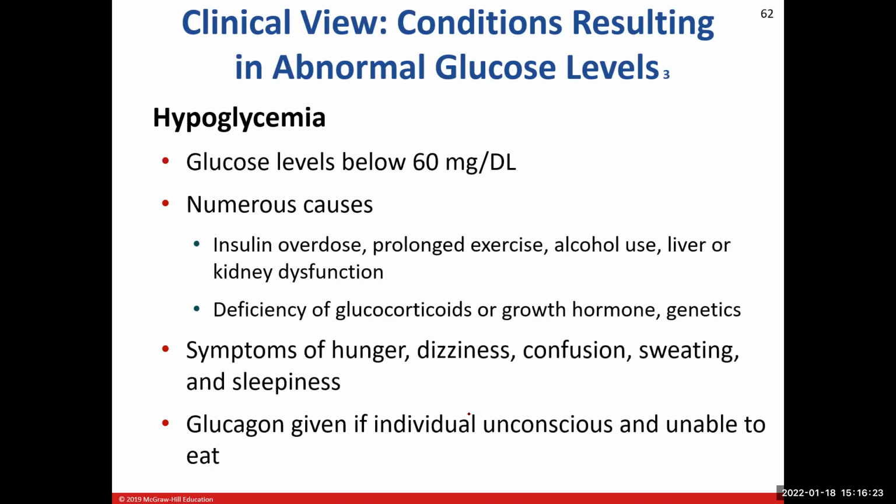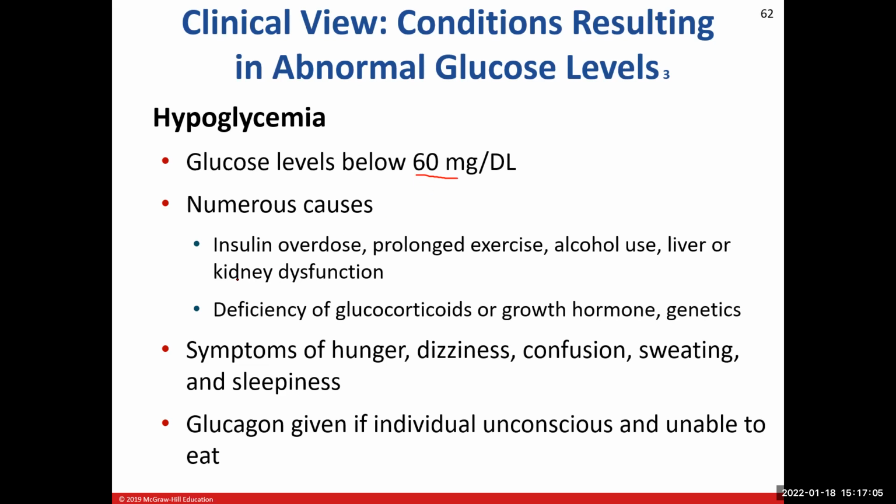So here's the definition of hypoglycemia: low blood sugar levels, where glucose levels fall below 60 milligrams per deciliter. Normally 70 is the low end of our blood sugar levels. So what can cause this? Well, if there's too much insulin, that's going to drop your blood sugar levels quite a bit. Prolonged exercise, because those tissues that you're using during exercise are pretty much just sapping all the nutrients out of circulation. Alcohol use, liver or kidney dysfunction.